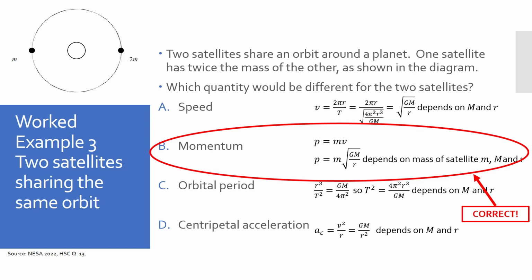And you can see I've circled the correct answer. It is momentum, because the quantity that would be different for the two satellites with different masses would be their momentum.